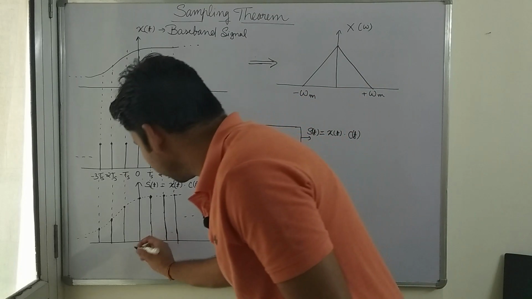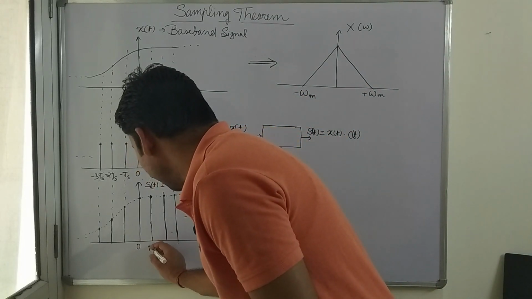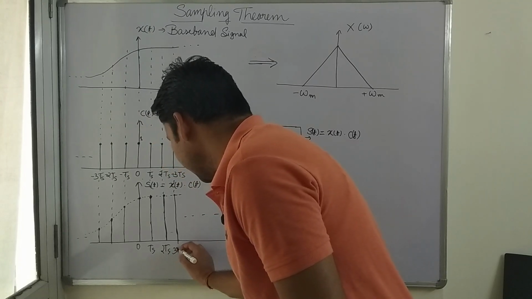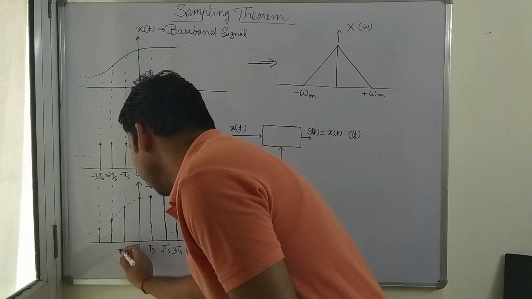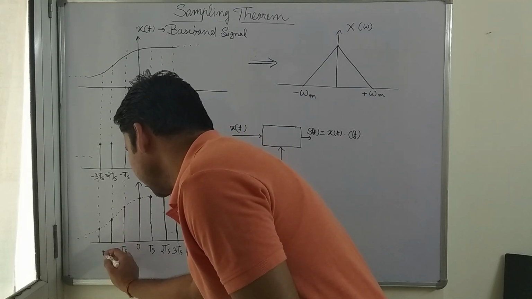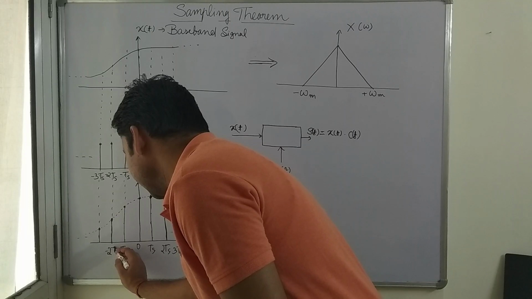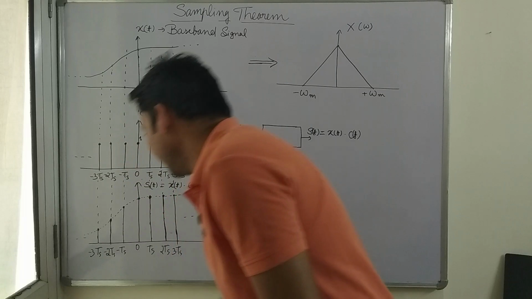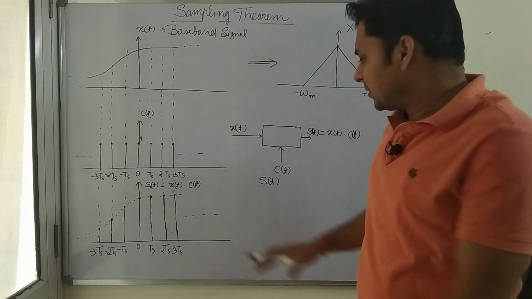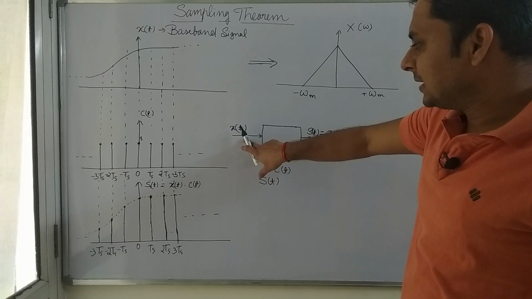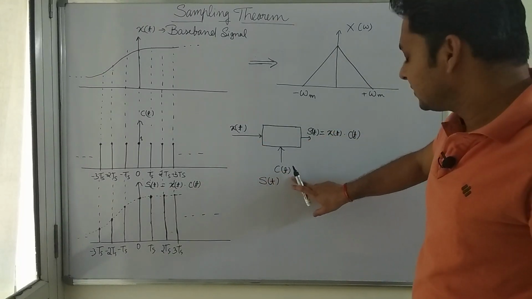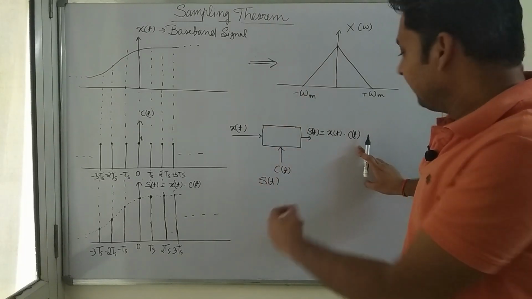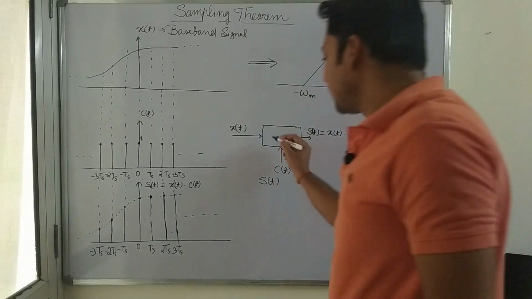Now let's write its points also: Ts, 2Ts and 3Ts, here minus Ts, minus 2Ts, minus 3Ts. Got it? So this is a very simple process. Now look at this. If this signal x(t) is multiplied with this signal c(t), then we will get the sampled function, that is x(t) into c(t). So this is what a sampler does.